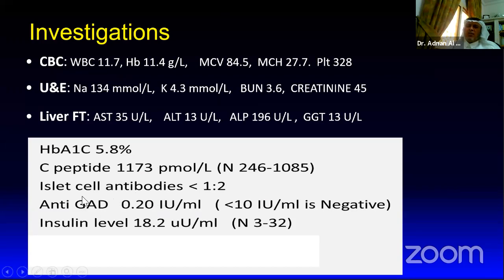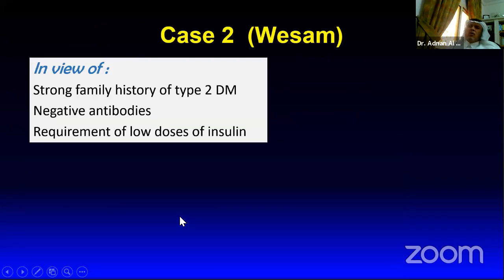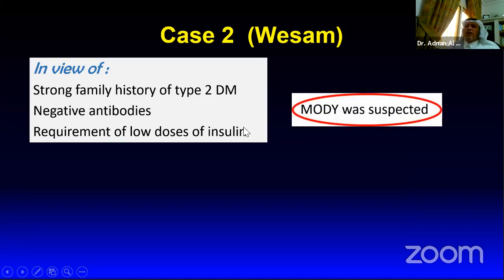And based on this, we said he is not behaving like type 1 diabetes. Let's do the antibodies. So we did the islet cell antibodies and GAD antibodies, and to our surprise, it was negative. We did also fasting insulin and C-peptide before any treatment, and it was completely normal. His insulin was 18. So with a strong family history, negative antibodies, and requiring very low doses of insulin, we thought that this is maybe a MODY case.